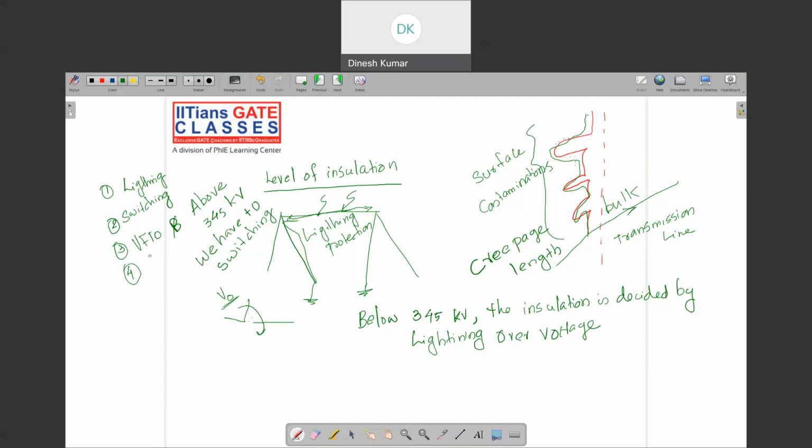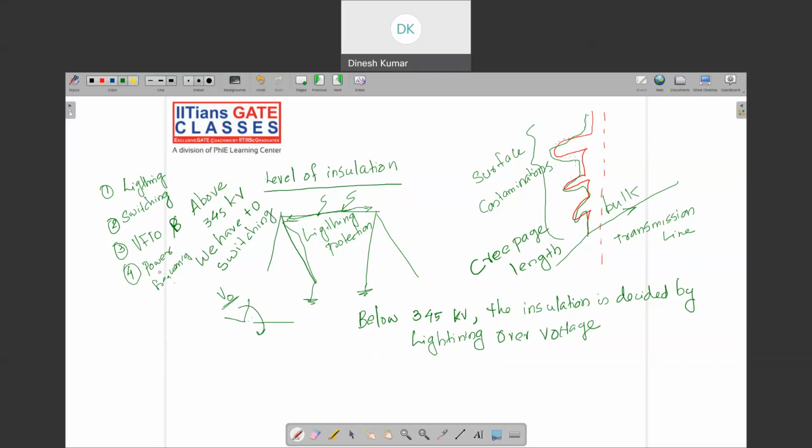Then there will be power frequency overvoltages. That is 50 hertz voltage. The voltage will be at 50 hertz, but the magnitude will be very high. Something like a single line to ground fault happening in a three-phase system. Then very high magnitude current at 50 hertz will be flowing through the ground.